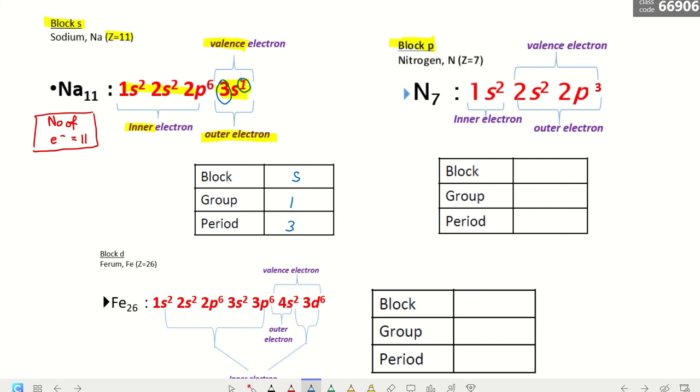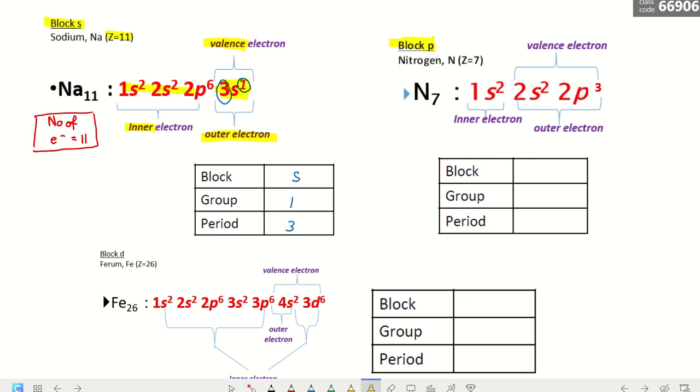Okay, so now kita nak tengok blok P pula. Okay, contohnya kita ada nitrogen. Okay, dalam awak punya handout tu salah. Okay, nitrogen ni kita tahu dia punya proton number 7. So, the electronic configuration should be 1s2, 2s2, 2p3. Dalam handout dia tulis 2p5. Okay, salah. Betul kan? Okay, jadi kat sini, first, remember kita kena determine the inner dengan outer electron.